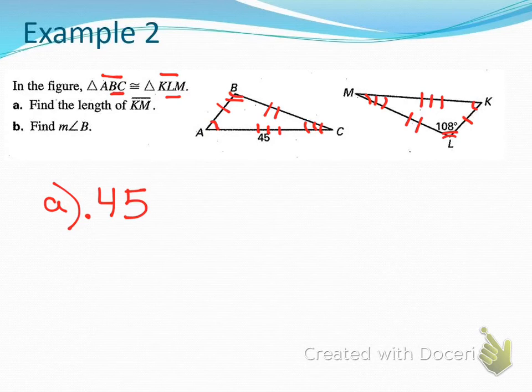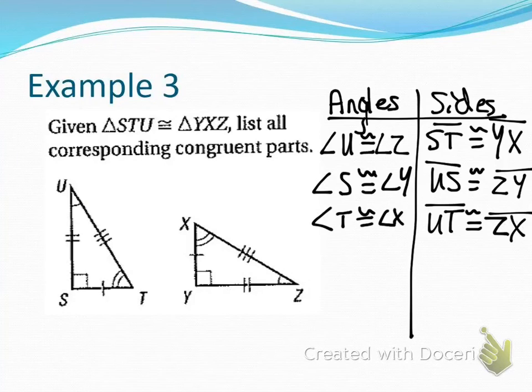And then it says find the measure of angle B. What does B match up with? L, which is 108. You have to put it in the correct order because the angles have to line up. So see how U is congruent to Z? That's why they're both the first. And then T is congruent to X.